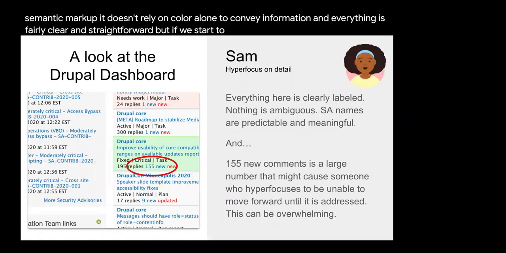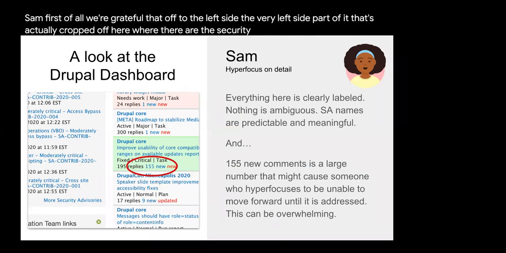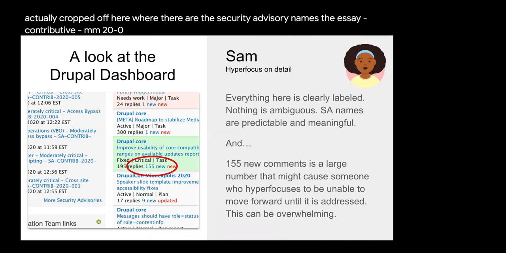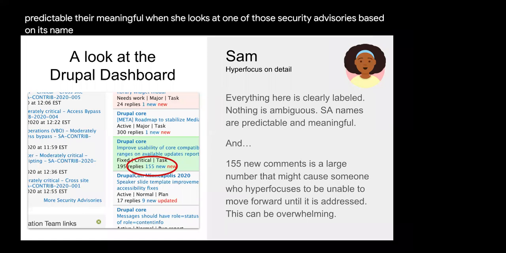But if we start to look at this from the perspective of Sam, first of all, we're grateful that everything is clear, not ambiguous. But let's take a quick look off to the left side, the very left side, part of it that's actually cropped off here, where there are the security advisory names, the SA-contrib-2020-00 number. These are very useful for Sam because they're predictable, they're meaningful. When she looks at one of those security advisories based on its name, she has a lot of information about it, and that means a lot to her.